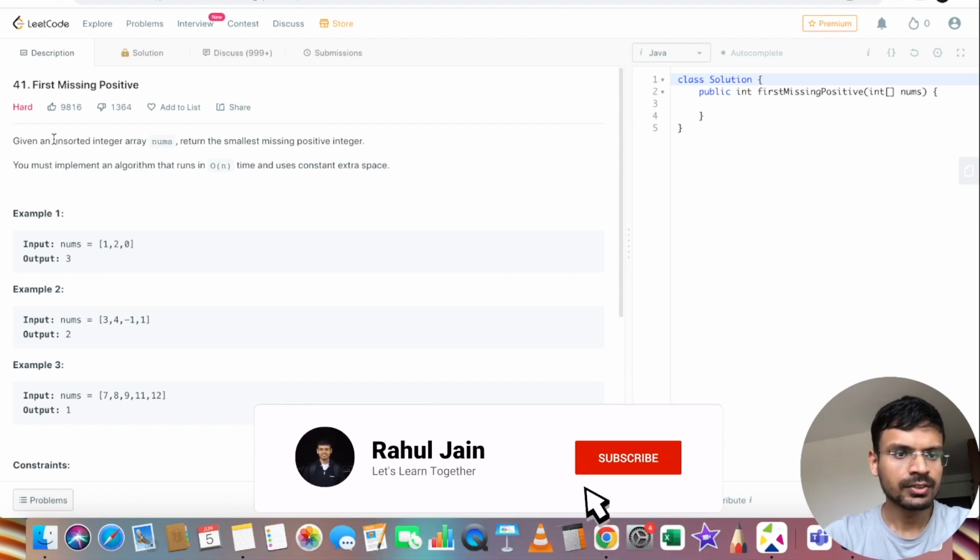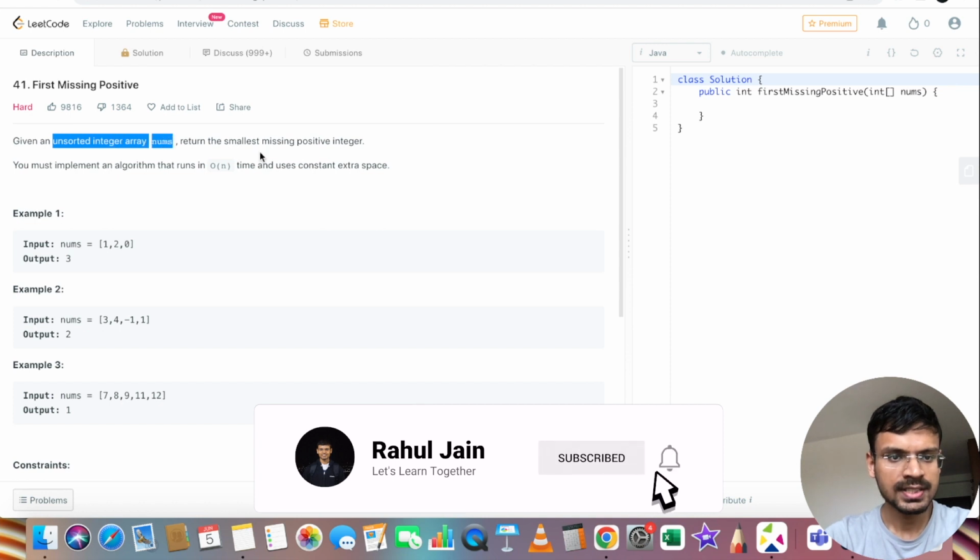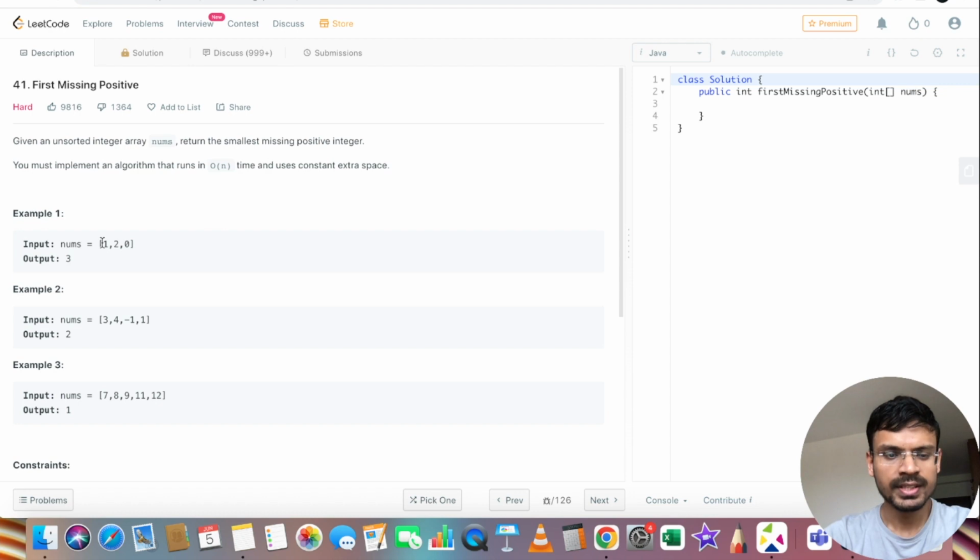So we are given an unsorted integer array and we have to return the smallest missing positive integer. So here the input is 1, 2 and 0. So the smallest missing positive integer over here is 3. In this example 3, 4, minus 1 and 1, the smallest positive integer over here is 1. 1 is present, then comes 2. 2 is not present in this array, so the answer is 2. Right, so it's a very easy problem.